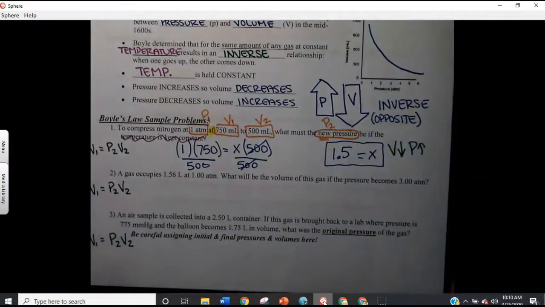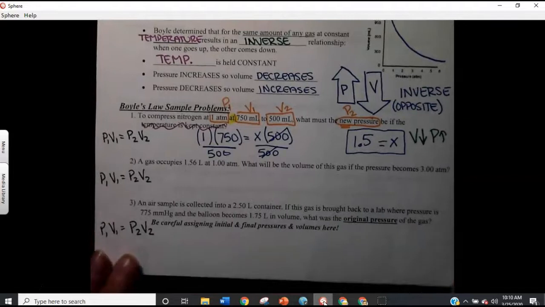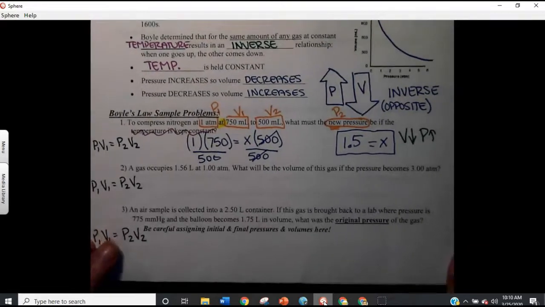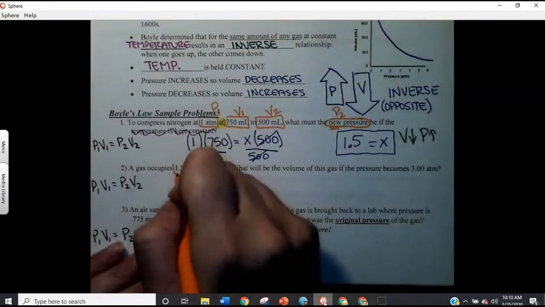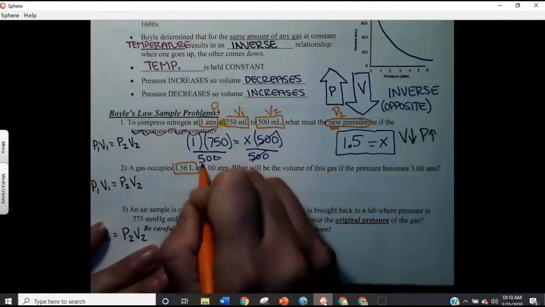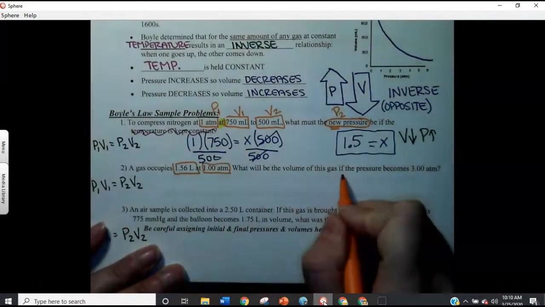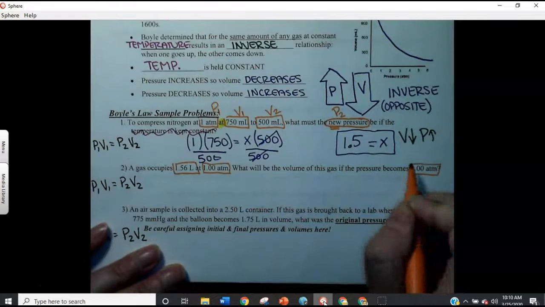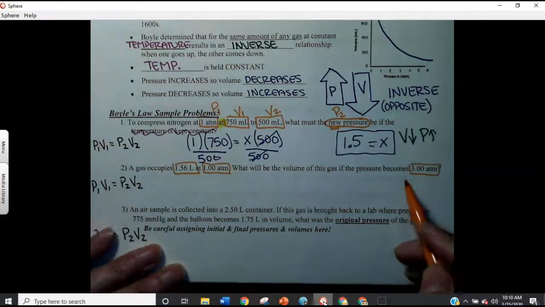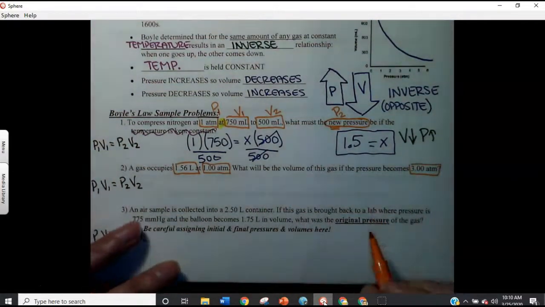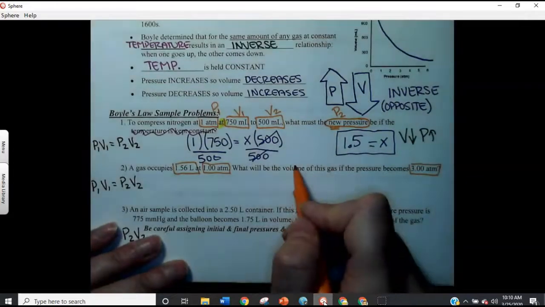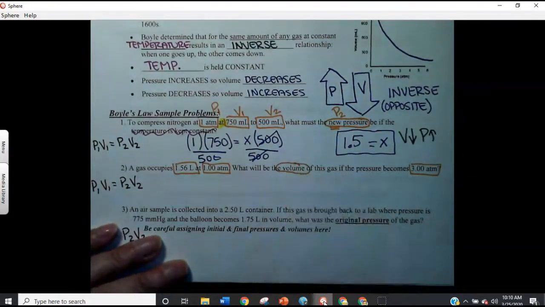For question 2, it says a gas occupies... in fact, you know what, I'm not even going to read it. I'm not going to start by reading it. I'm going to find any number and unit, box that in: 1 atm, 3 atm. So I found all givens. I'm going to find my unknown. It says, what will be the volume of this gas? So they're asking me to find a volume.